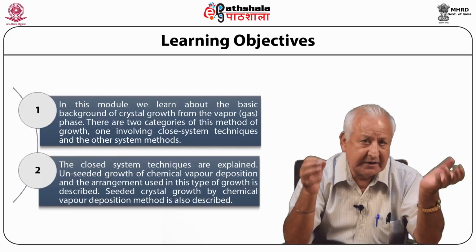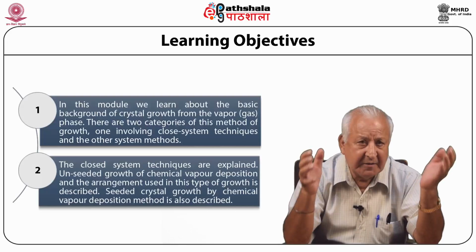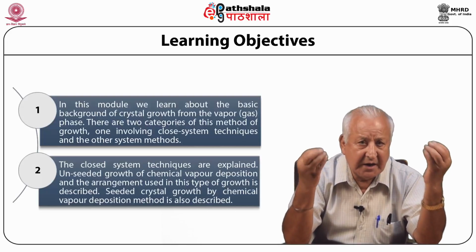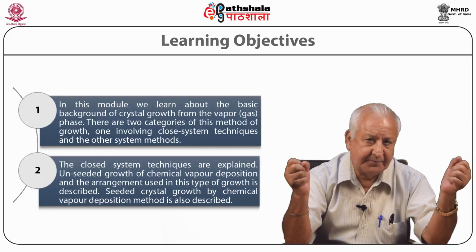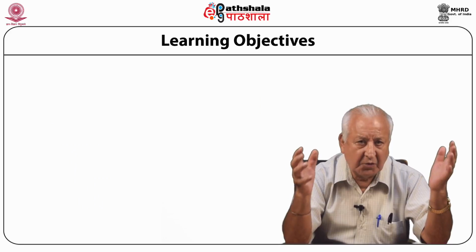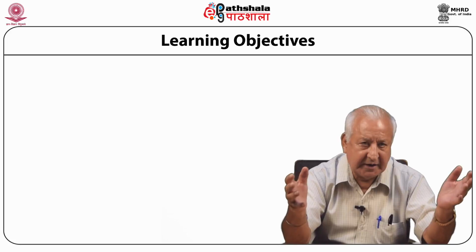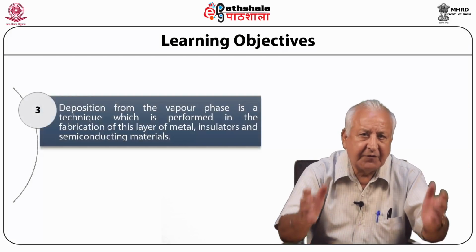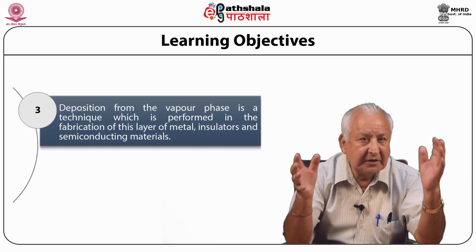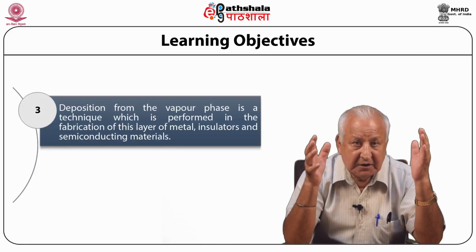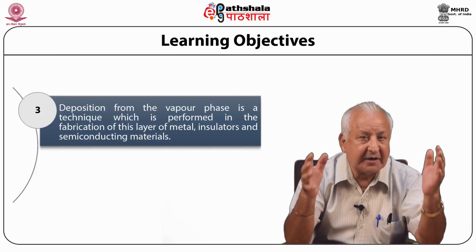The closed system techniques are explained. Unseeded growth by chemical vapor deposition and the arrangement used in this type of growth is described. Seeded crystal growth by the chemical vapor deposition method is also described. Deposition from the vapor phase is a technique which is performed in the fabrication of thin layers of metal, insulators, and semiconducting materials.